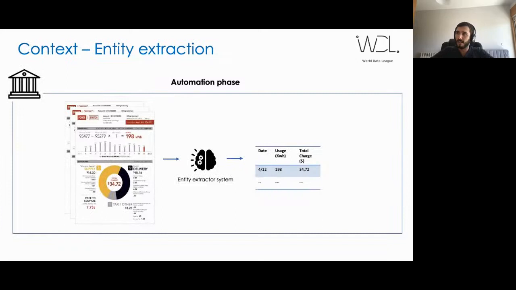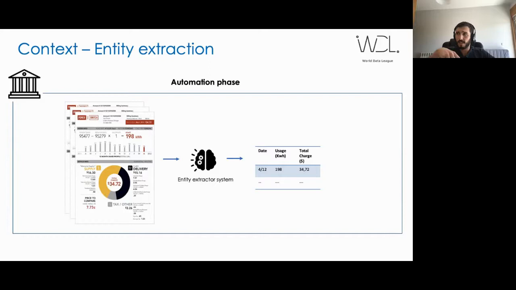So let's start by looking at this on the automation level. Imagine that the city institution in this case receives a bunch of documents. We have an entity extraction system that can automatically look at these documents and save the entities, like the date, the usage, and the total charge of these bills, in a database in a structured way.